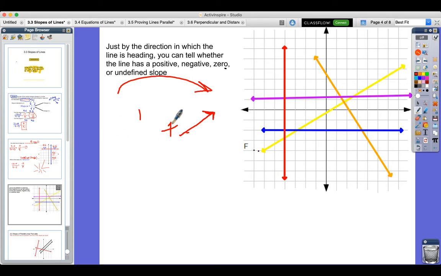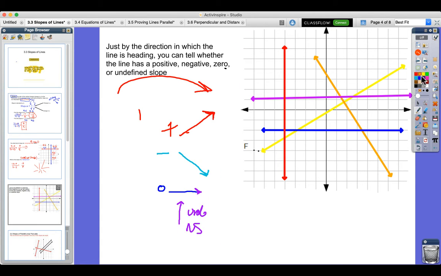This is a positive slope. Slope that's going downhill is what we call our negative slope. And of course, like we just said, horizontal lines are our 0 slope, and vertical lines, that's our undefined or no slope. Either one, undefined or no slope.